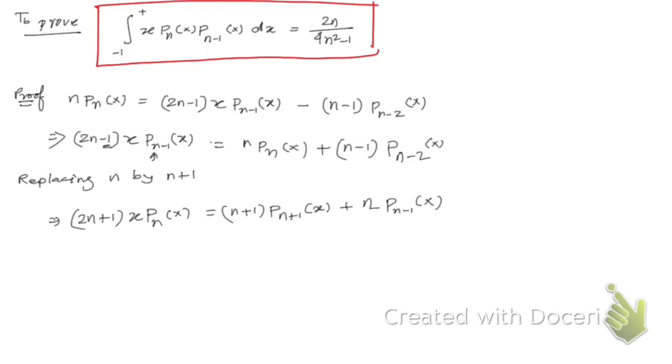Now let me take the left hand side of this relation that we need to prove. So first let me take the left hand side. What was the left hand side? Integration from minus 1 to plus 1. Okay, let me copy this. Okay, this is what we have, right? So now integration from minus 1 to plus 1. What I'm going to do here is replace this x Pn of x by the value of this. Just give me a second.